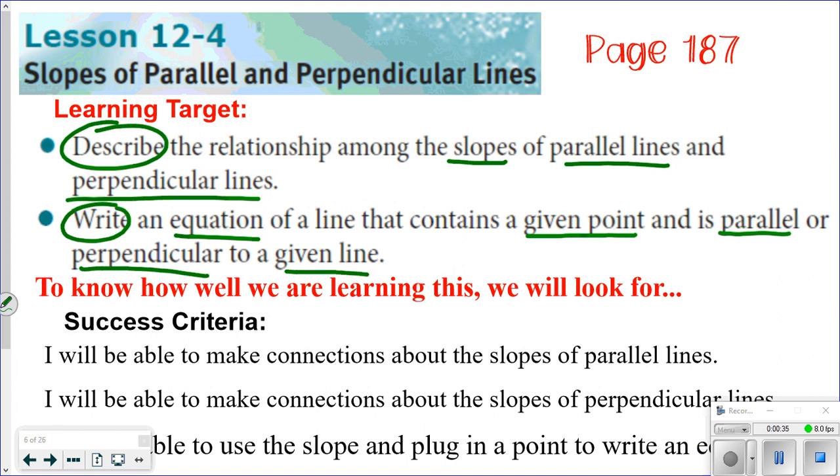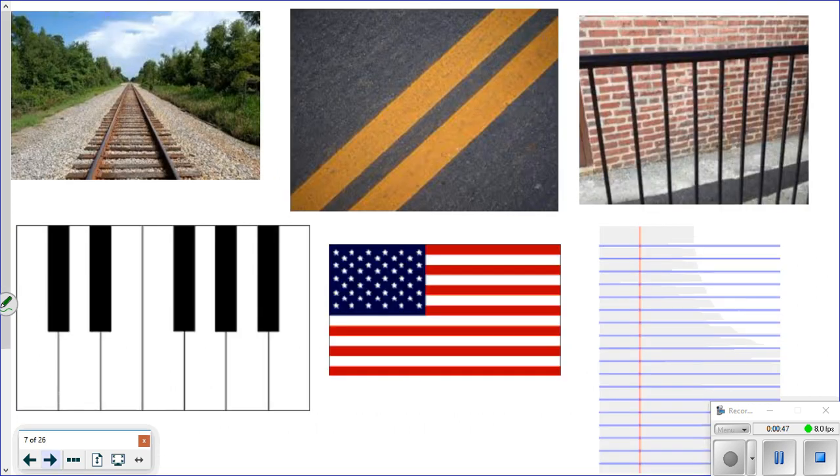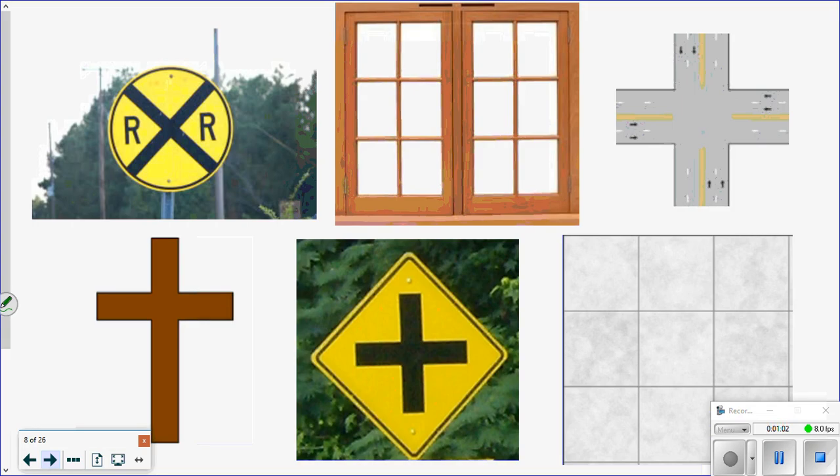So what do you think about when you think of parallel lines? Does anybody have any real life or real world examples? Here are some of mine. And what about perpendicular? Where do we see perpendicular lines in nature? Here are some examples as well.